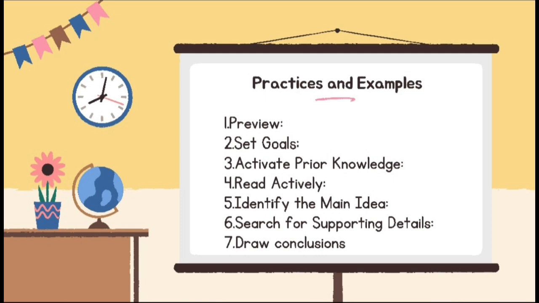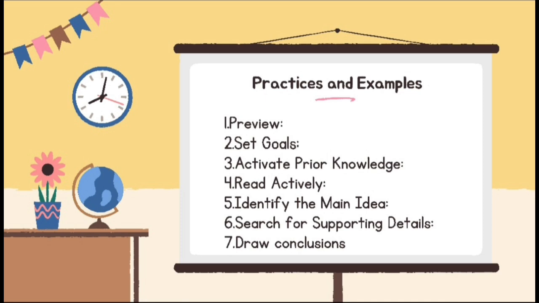Number 2. Set goals. Set reading goals. Determine more specific reading goals. For example, I want to understand the difference between animal health and plant health. Create questions. Create some questions that you want to answer after reading. These questions will focus on important information.